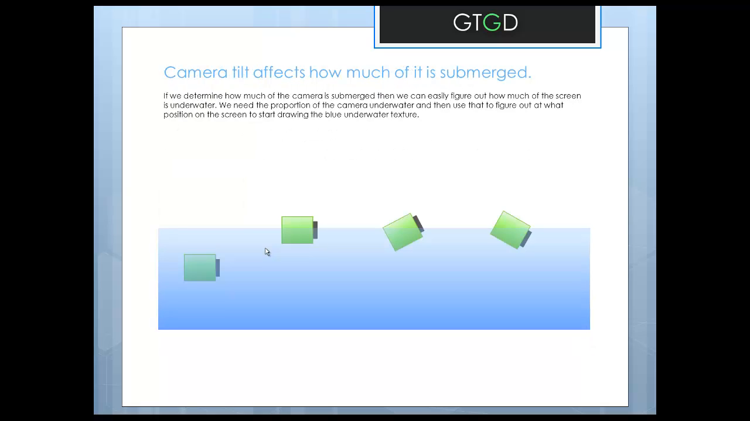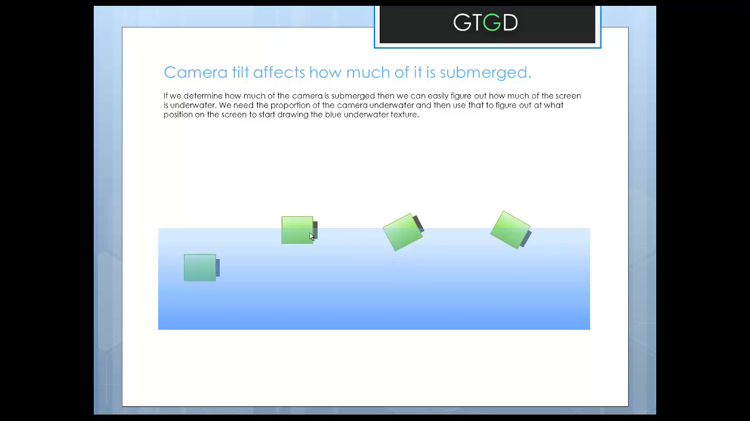The amount the camera tilts affects how much of it is underwater. So what I'm trying to get at here is that we should focus on the camera to figure out how much of the screen is underwater. So whatever portion of the camera is underwater, that is the amount of the screen that the blue texture should be drawn over. So for example here, with the camera fully submerged, we draw the blue texture across the whole screen, the underwater effect across the whole screen. If the camera is partially submerged, then we only want to draw it across a portion of the screen.